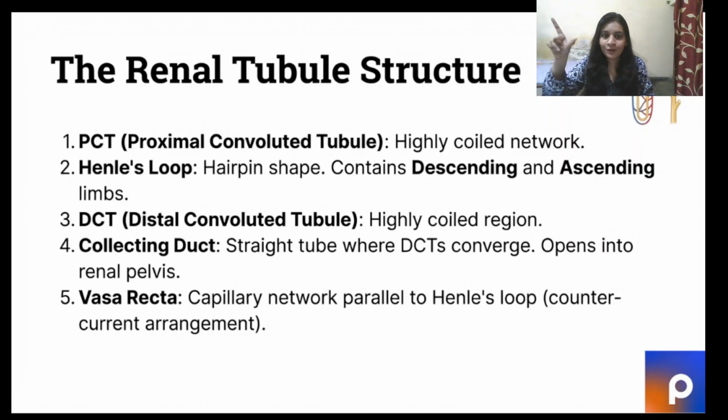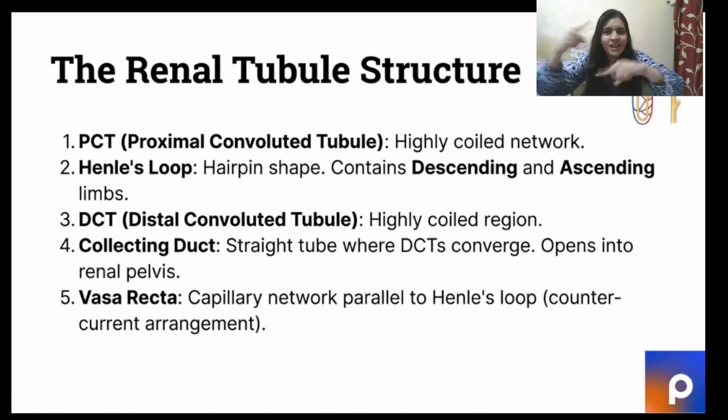Then let's talk about the renal tubular structure. So, one part of the nephron was the glomerulus, another was the renal tubule. What does this renal tubule consist of? It is divided into different parts. First one is the PCT, proximal convoluted tubule. Let me break down each term. Proximal means nearer to your body. So if this is my loop, this will be the part which is the nearest to my body. So that is the proximal convoluted tubule.